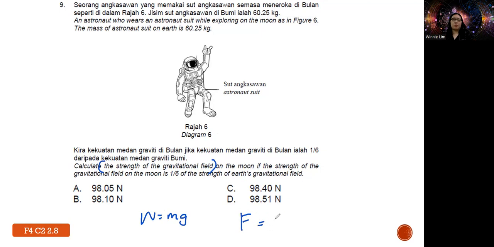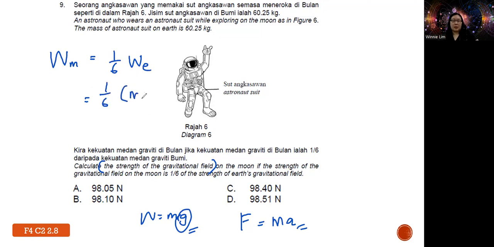this ma, but it is a similar idea. End result, we will still relate it with g, okay? So simply, I use the term weight instead of strength of gravitational field. So this is the one that they stated, the weight of the suit on the moon is actually 1/6 of the weight on Earth. Okay, so what you need to do is now they want you to find the weight of this suit on the moon, right? So the weight is mg as well.